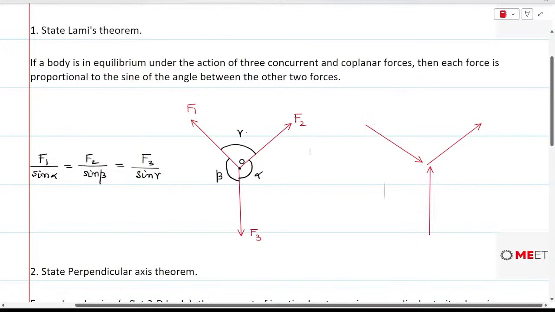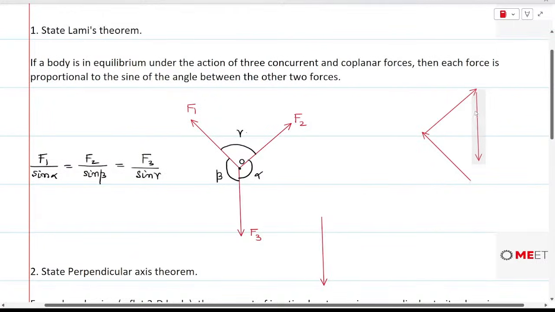Or else at least we should be able to form a closed polygon using these forces. So let's say I begin with F1, so this is F1, and on the head of F1 I will place F2. So this will be the F2 force, and F3 will be placed on the head of F2, and it will be directed towards the tail of F1. This is F3 and this is the tail of F1. So this way a closed triangle will be obtained.